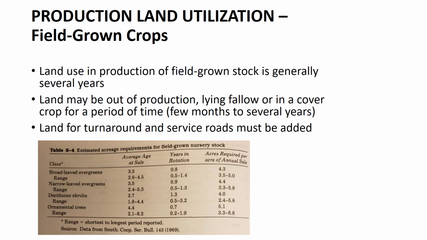Management practices will vary with type of nursery and production objective. Therefore, the estimated acreage requirements should be used only as a guide where individual data are not available. Land will also be required for turnaround and service road areas and must be added to the above calculations. It is estimated that these requirements may vary between 5 and 10% of the production requirement.